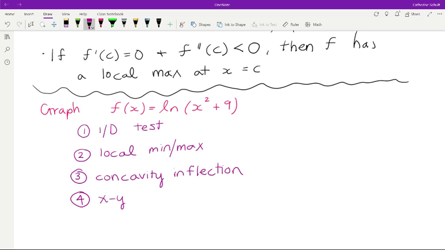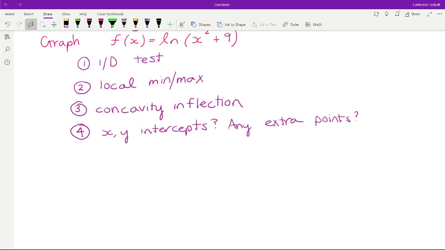I'll kind of do that as a soft one. It's not guaranteed. I'm more concerned about those first three, but sometimes the x and y-intercepts are really easy to find. So I'll put that: x, y-intercepts, any extra points, stuff like that. Points as in ordered pairs. All right, so let's hop to it.